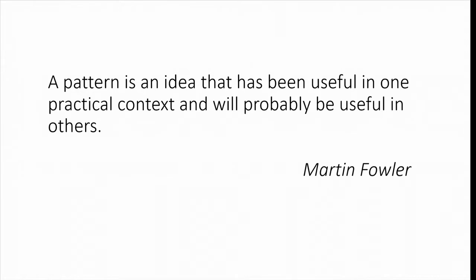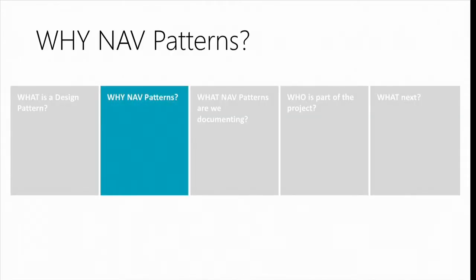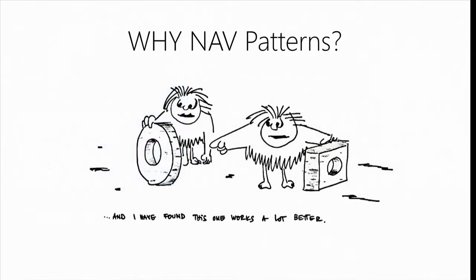So this is a short definition for a design pattern. I will read it for you: a pattern is an idea that has been useful in one practical context and will probably be useful in others. This being said, why patterns? If you think of NAV with all its code, imagine it is like a watch, a complex watch with a lot of mechanisms inside. And if you look a little bit closer to it, you can figure out that some of those elements inside our big mechanism repeat each other.